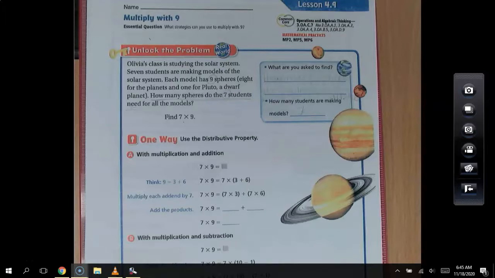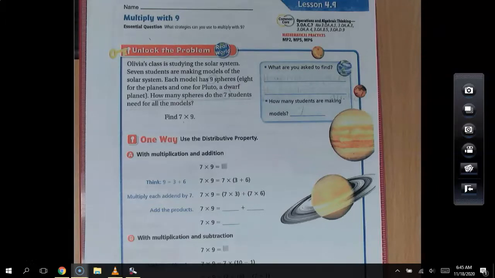So let's look at Unlock the Problem. It says Olivia's class is studying the solar system. 7 students are making models of the solar system. Each model has 9 spheres, 8 for the planets and 1 for Pluto, a dwarf planet. How many spheres do the 7 students need for all the models?